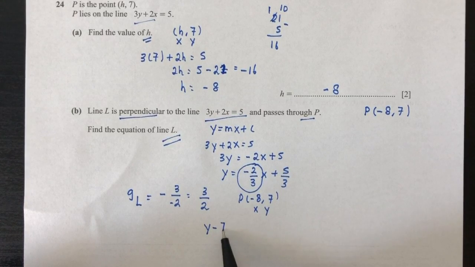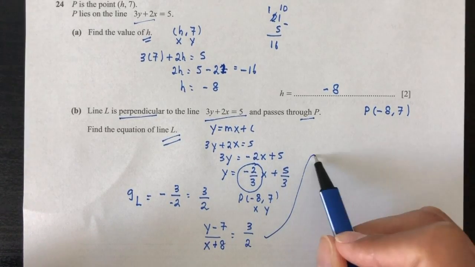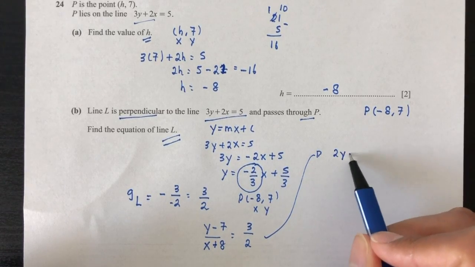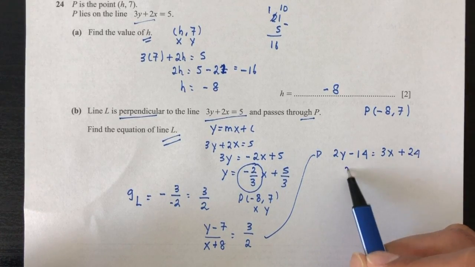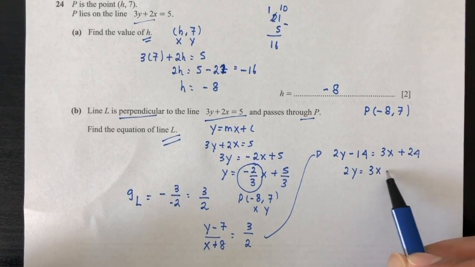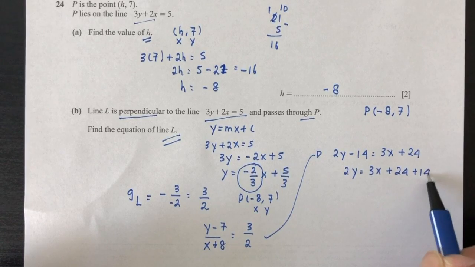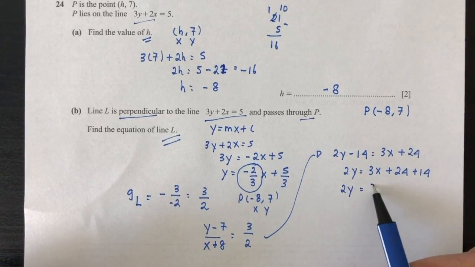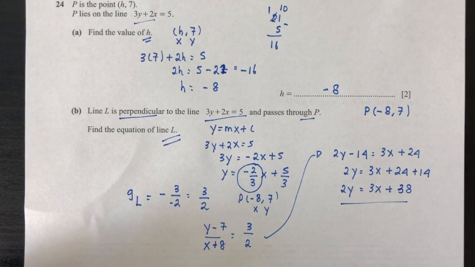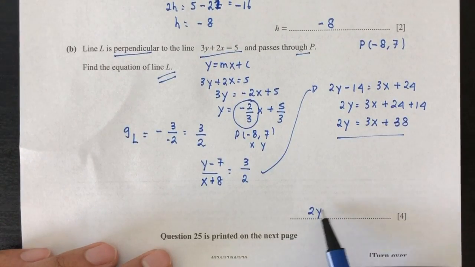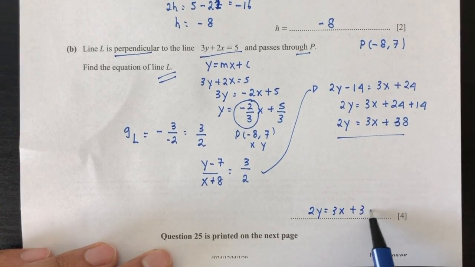So y minus 7 over x minus minus 8, which will be plus 8, equal to 3 over 2. Now we cross multiply. Let's continue here. You'll have 2y minus 14 equal to 3x plus 24. That will be 2y equal to 3x plus 24 plus 14. So 2y equal to 3x plus 38. So this will be the equation of the line L. So 2y equals 3x plus 38.